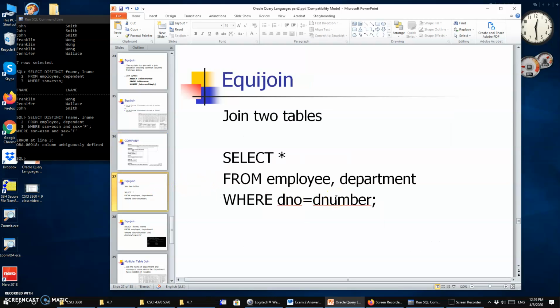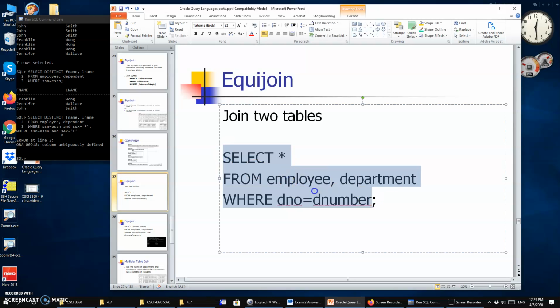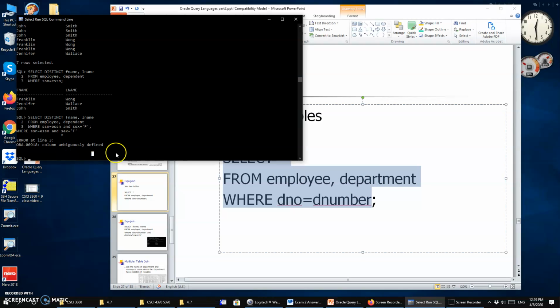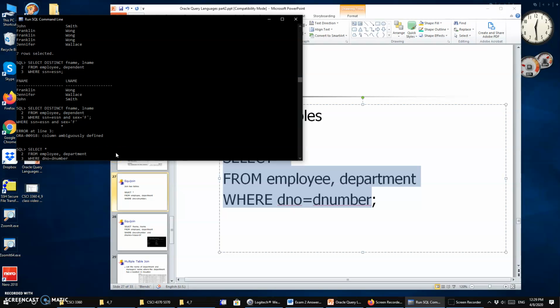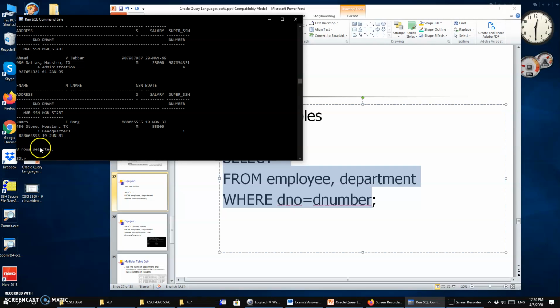So we can see that when we try to join the two tables, to find the answer to our question, we can simply select star, which means we find all the things that we have from employee and department. So we Cartesian product the two tables together, and then where DNO equals DNUMBER. When we run this code in Oracle, it shows that there are 8 rows selected.